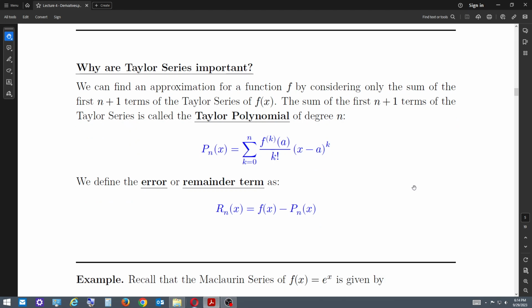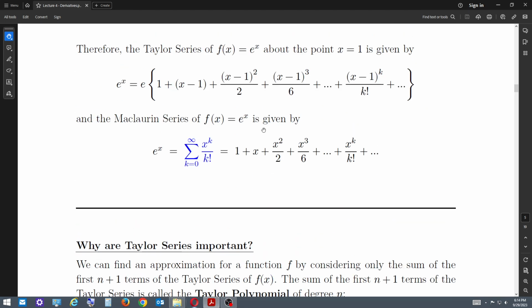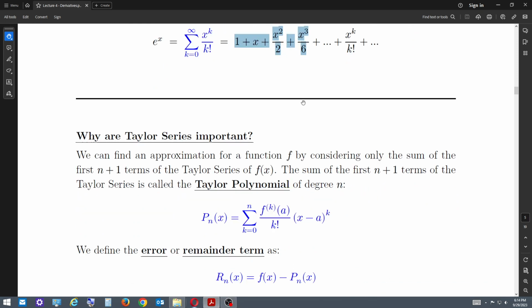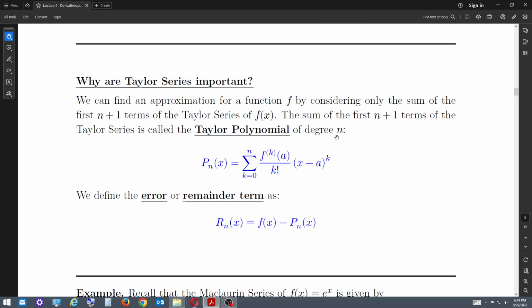Why are Taylor series important? Well, if we were to take the general Taylor series and take the first few terms of this Taylor series, we would get what is called a Taylor polynomial. So if I just leave out a bunch of terms and I just take, for example, the first 4 terms here, I would get a polynomial, which we would call the Taylor polynomial. And this allows us to approximate the function at a specific point x, whatever value of x we want.